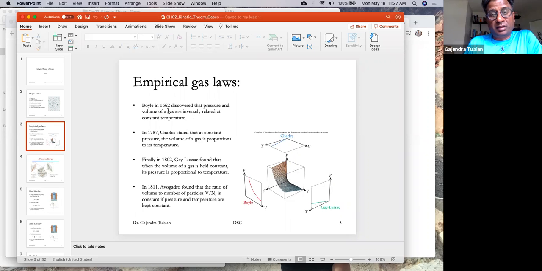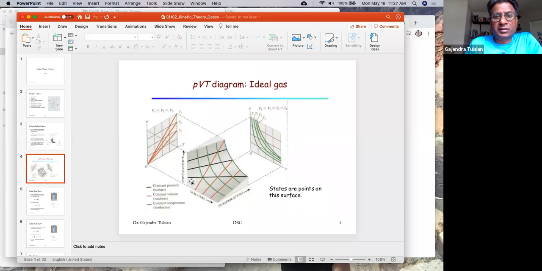Like I said, they were discovered over a span of 150 years. But now, this is one of the first things you learn in college, so you're familiar with the ideal gas law. Again, this shows you the various slices. There's the surface, and there are the three axes, the three thermodynamic variables: pressure, volume, and temperature. These green lines, which are hyperbolas, are slices of the surface taken perpendicular to the temperature axis, and so on.